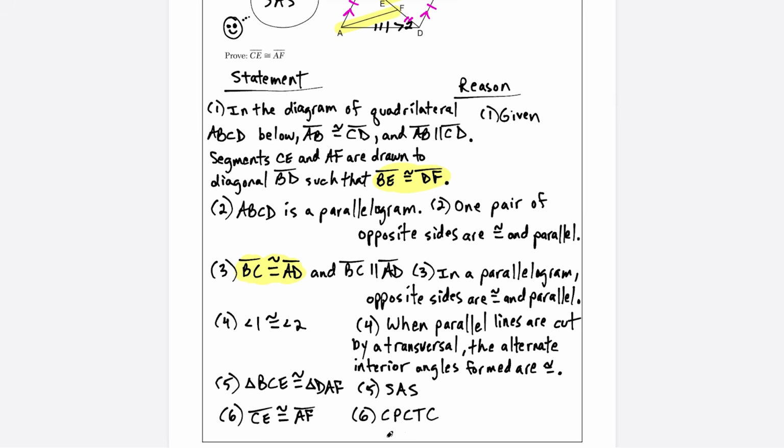And if this is tricky to remember, there's a nice funny way to remember this. You could also remember constipated people can't take craps. Okay, so whichever one helps you, then great, but just make sure you write CPCTC when you're saying that corresponding parts of congruent triangles are congruent.